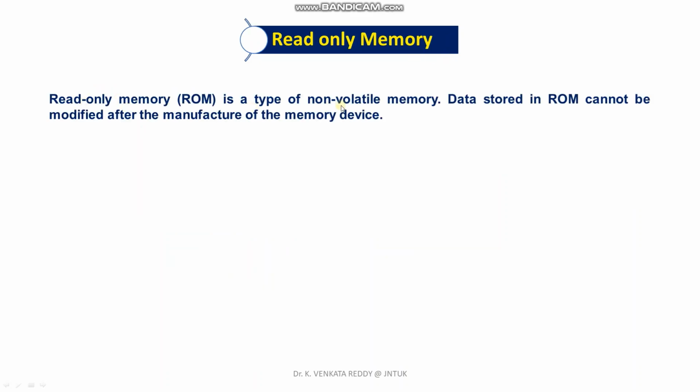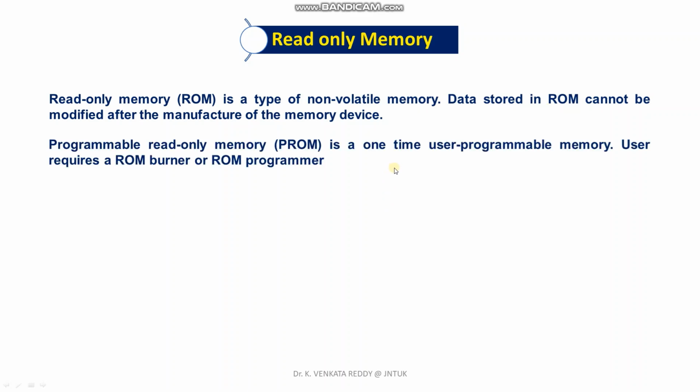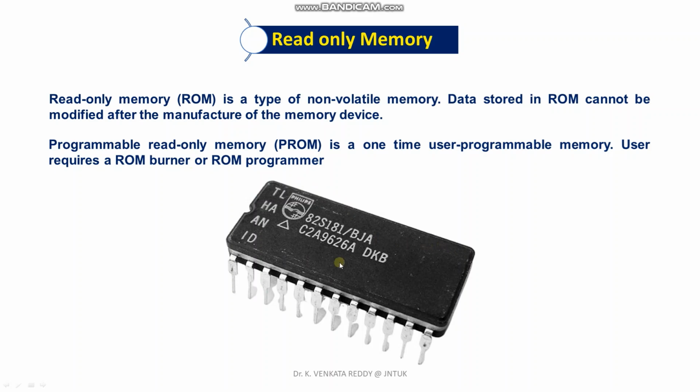The read-only memory is a type of non-volatile memory, meaning the information will not be lost even if the power is switched off. In normal read-only memories, the data stored cannot be modified after the manufacturing of the read-only memory. Later, we developed the programmable read-only memory, PROM. In PROMs, the programmer can store the program only once with the help of a ROM burner or a ROM programmer. If the user wants to change the program, the PROM is to be thrown out and we need to purchase a new PROM for the new program.